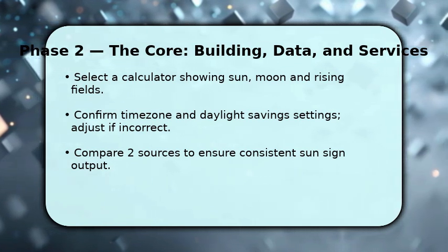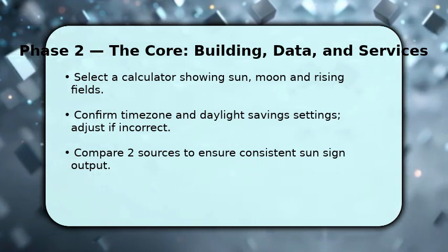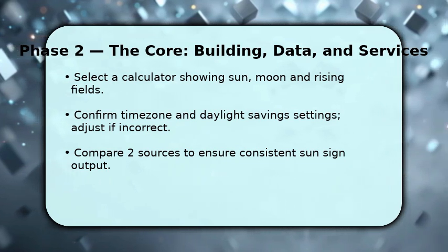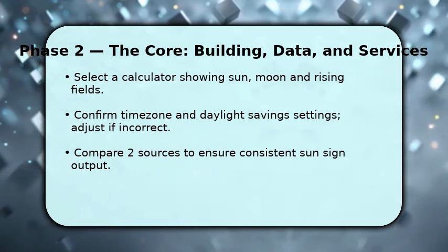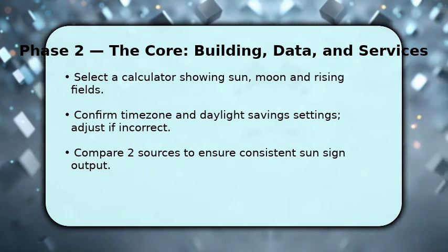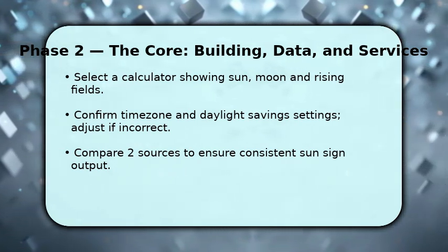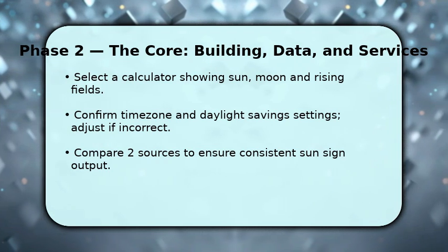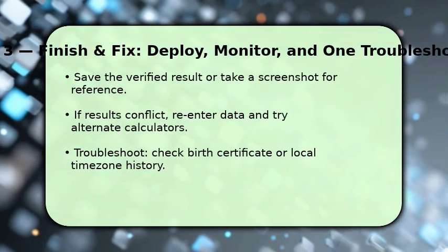If both list the same sun sign, you have confirmation. If they differ, double-check time and place entries, then run searches again. This ensures accuracy before finalizing the result. Finish by saving or screenshotting the verified sun sign and any additional chart details you need.